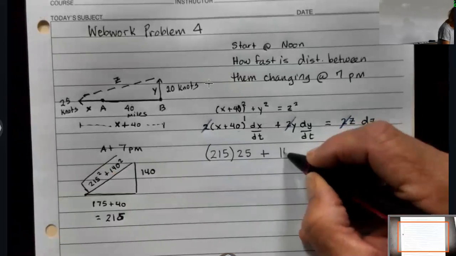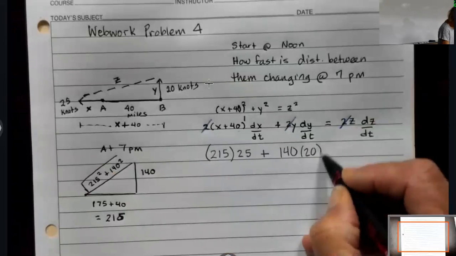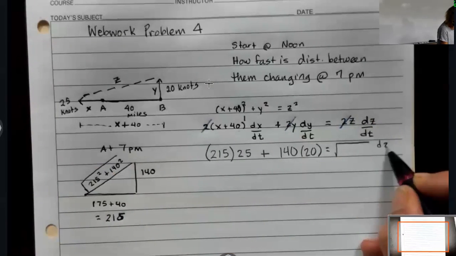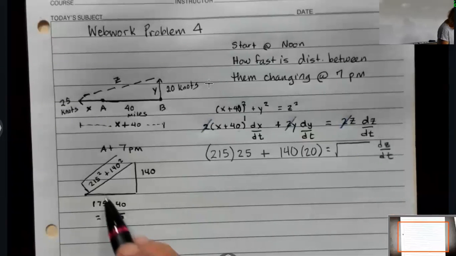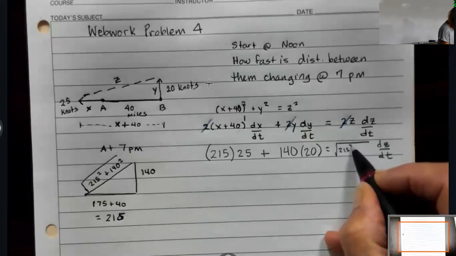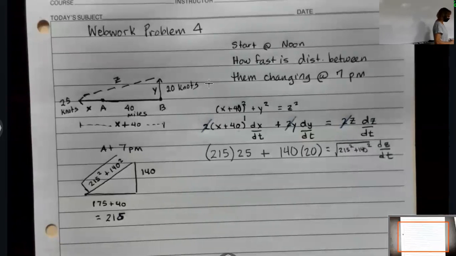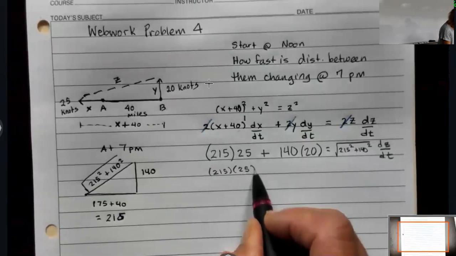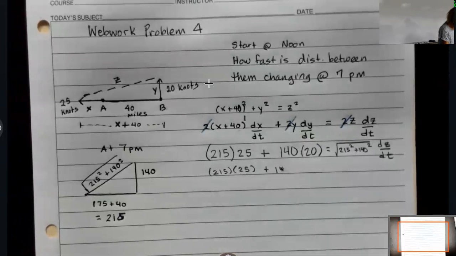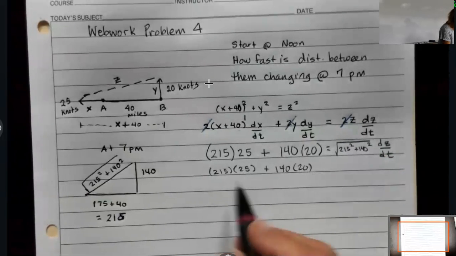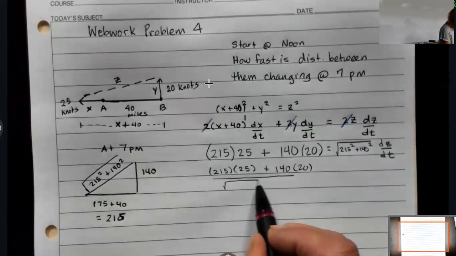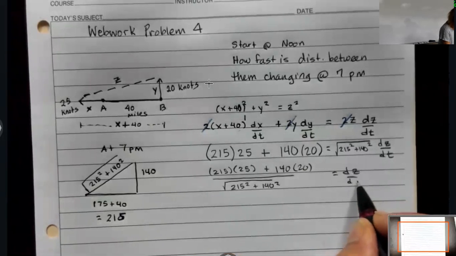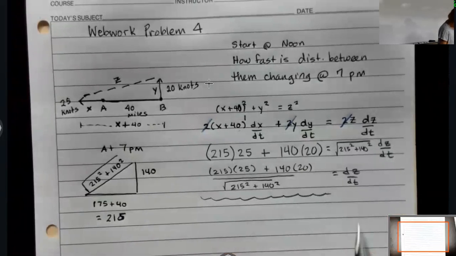The y is going to be the 140. And dy dt is 20. Z we found to be this goofy number. And then we're looking to solve for dz dt. So I'm going to put this number in here. And so our last step is just to divide by that square root. So the distance between them is changing by this many miles per hour.